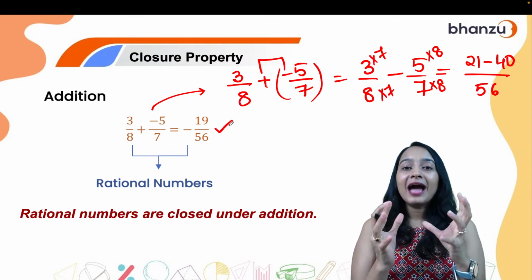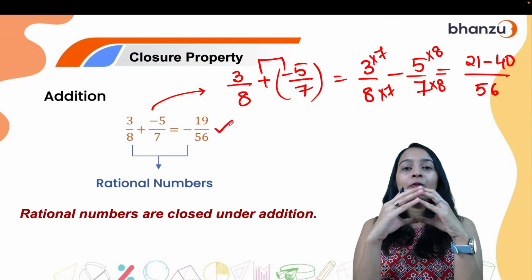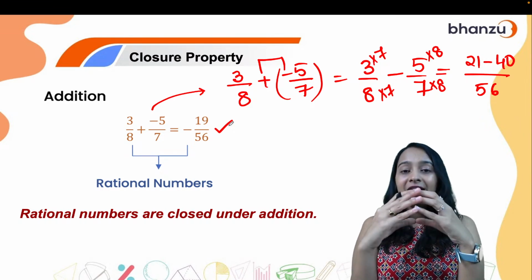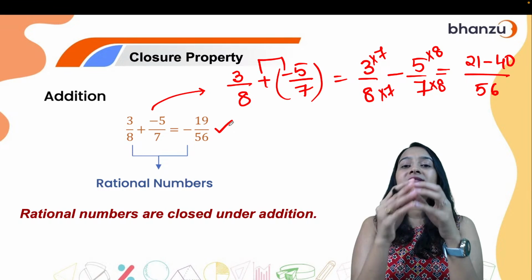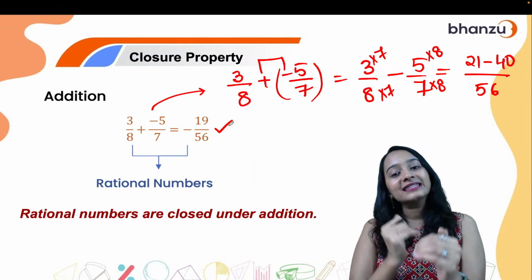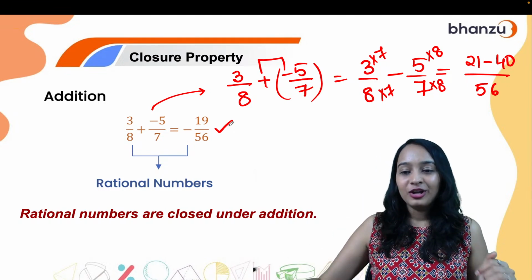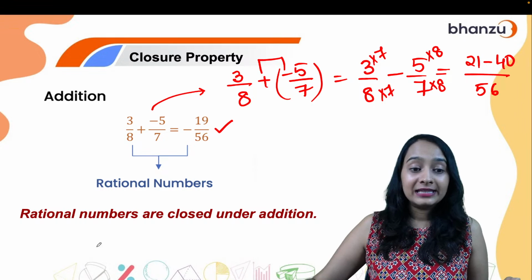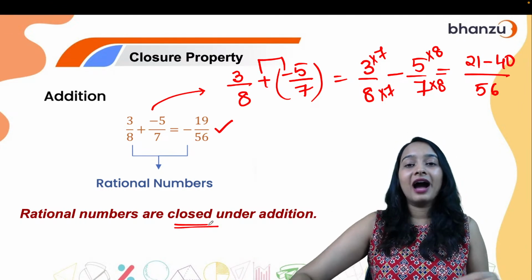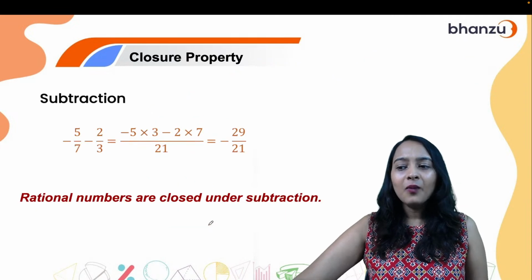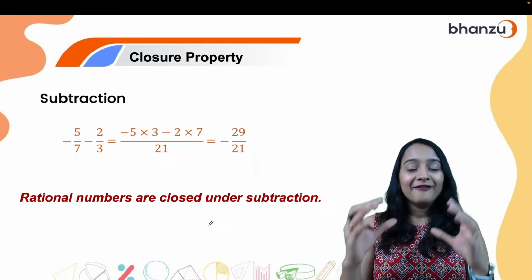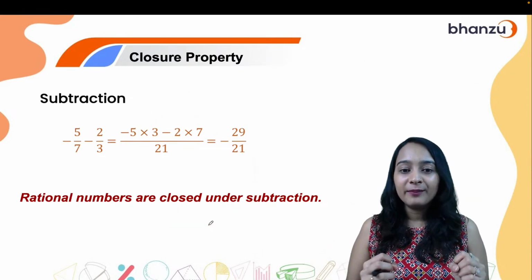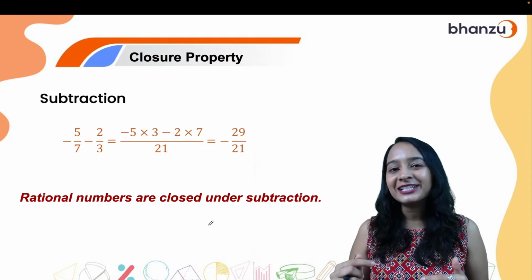Alright. So what happened in a closed group of only rational numbers, when you picked 2 rational numbers and added them, the answer is again a rational number. So you can say that rational numbers are closed under addition. Now, what about subtraction then? When you subtract 2 rational numbers, are you getting back a rational number?